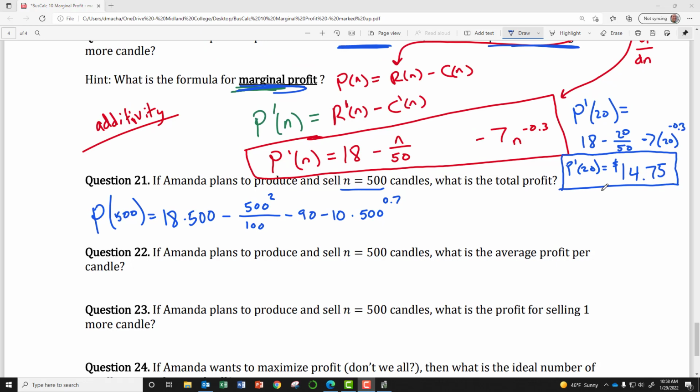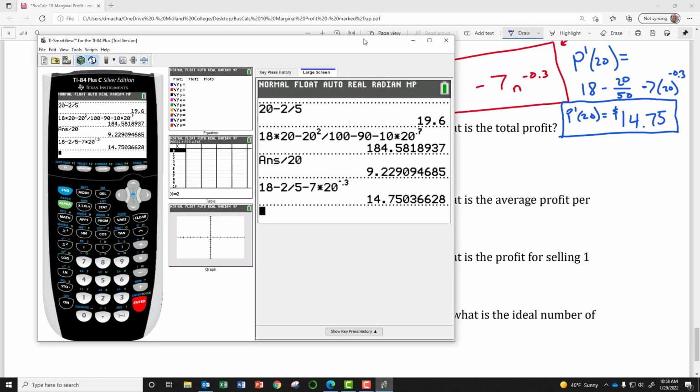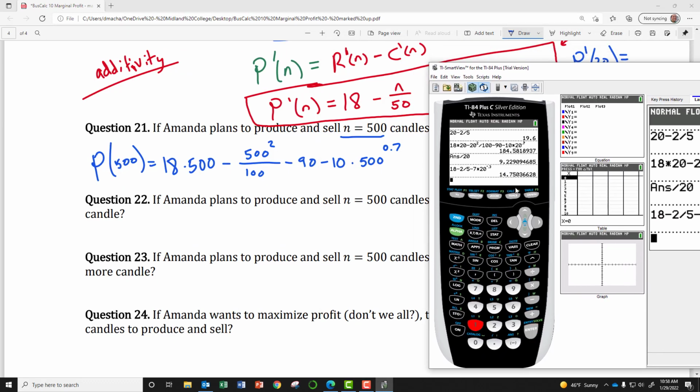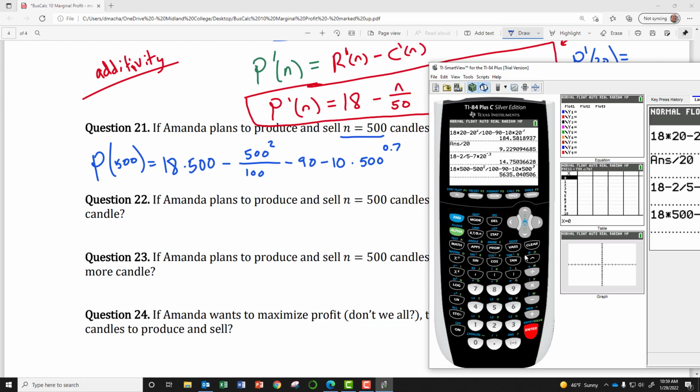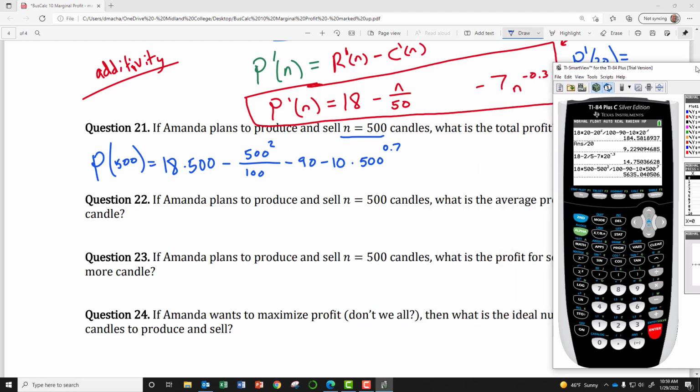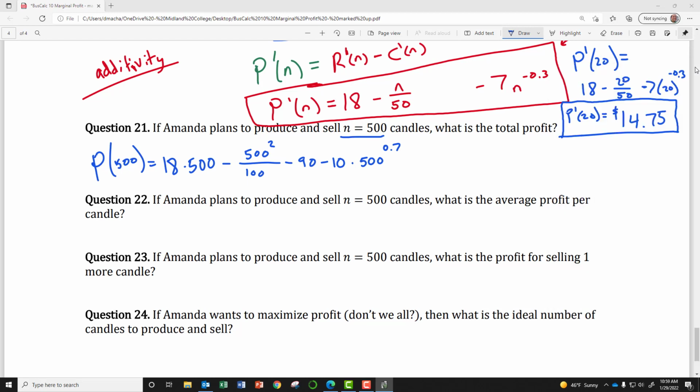Okay, so let me just plug this in the calculator. Here we have 18 times 500 minus 500 to the power 2 divided by 100 minus 90 minus 10 times 500 to the power 0.7. So this is supposed to be $5,635. I'll just round to the nearest dollar. So $56.35.